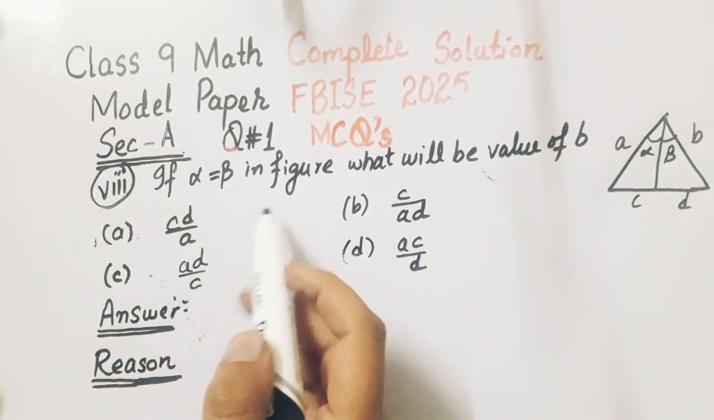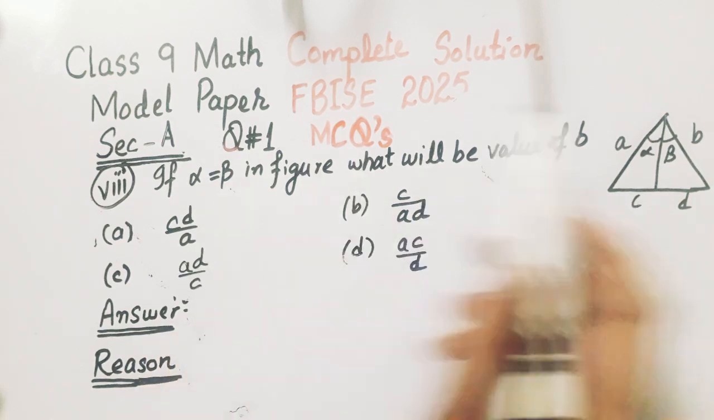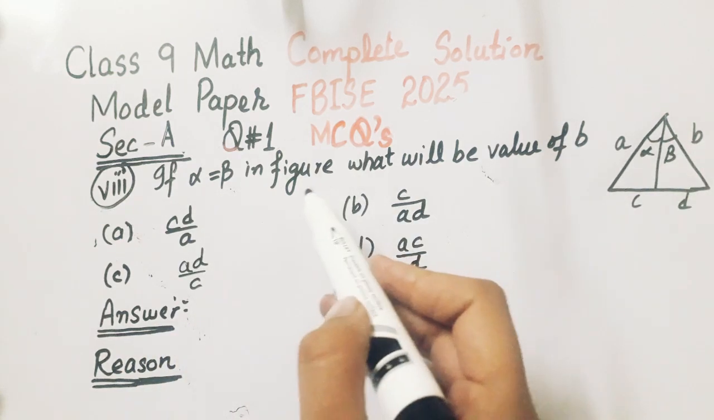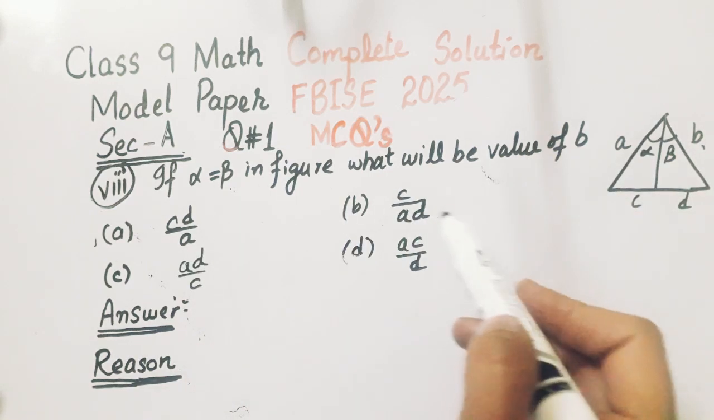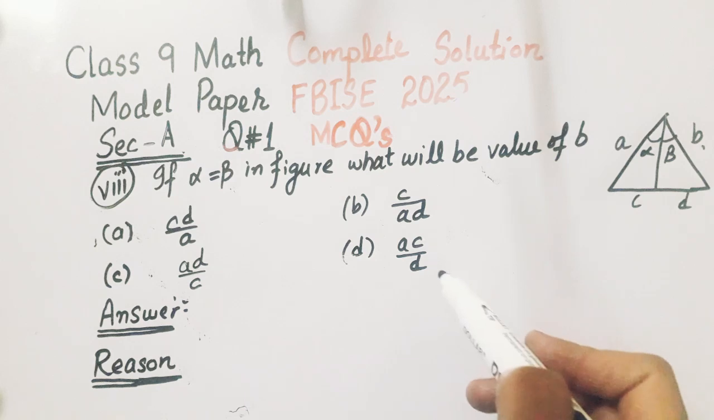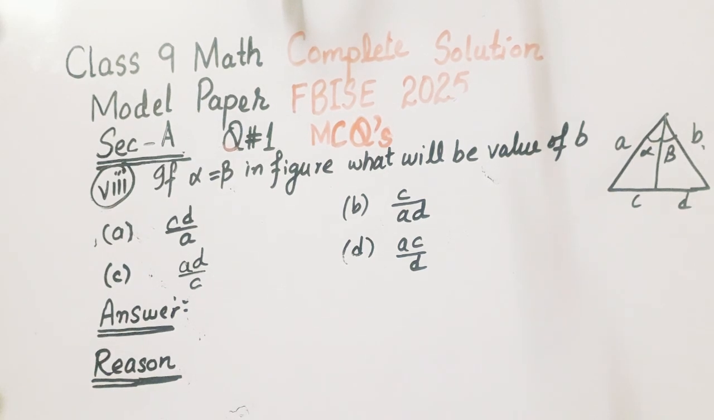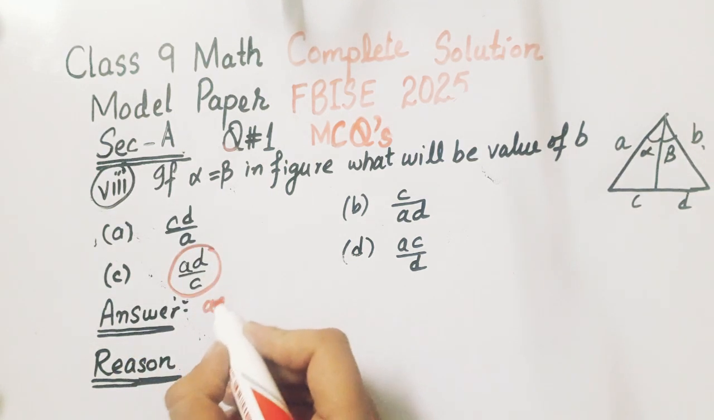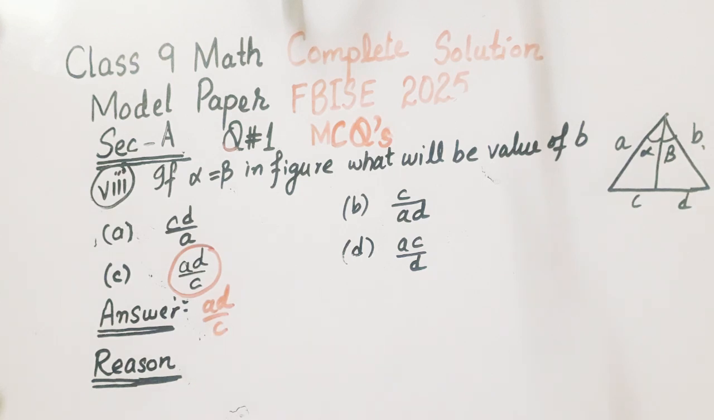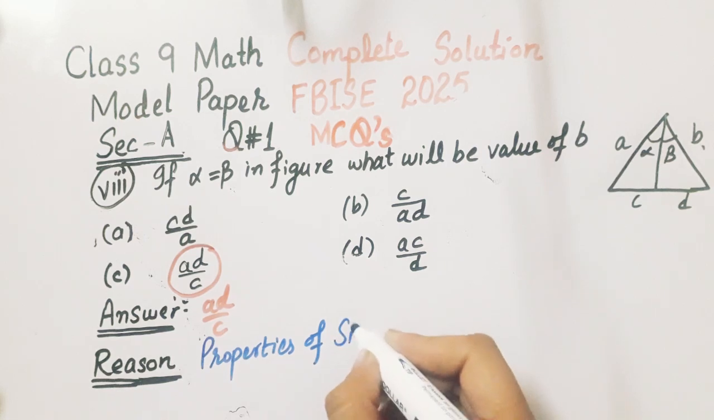Now we have part D: if alpha is equal to beta angle in the figures, what is the value of B? CD by A, C by AD, AD by C, or AC by D? Now the correct answer will be AD by C. We will write the answer, and the reason behind this is we will use properties of similar figures.